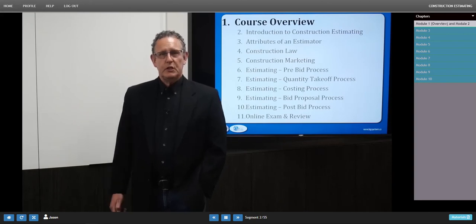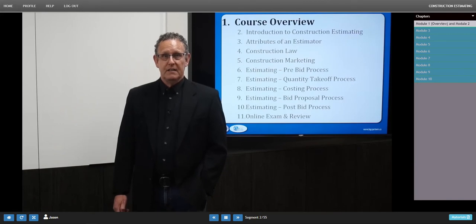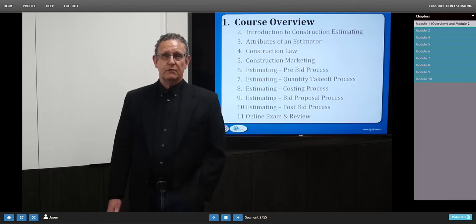From there, we're going to get into the processes of estimating. Estimating is one of those things where following processes methodically will help us make sure that nothing is missed, and that at the end of the day, we can be very satisfied that the bid we submitted is error-free. So there's a number of processes for us to discuss.